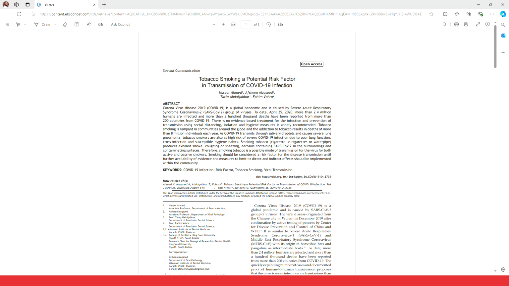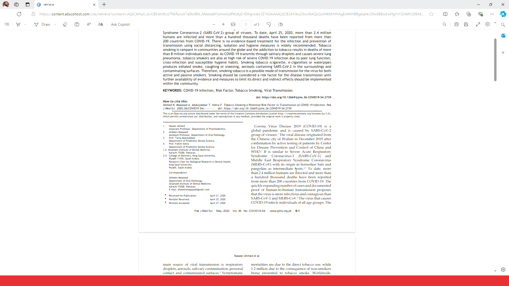The first example that we have here is an article published in May of 2020 about tobacco smoking being a potential risk factor for transmission in COVID-19. Let's say I was writing a paper on what we know about transmission of COVID-19. The date of this article, May 2020, has already started making it not helpful for this paper. The purpose of the article mainly seems to be a warning.